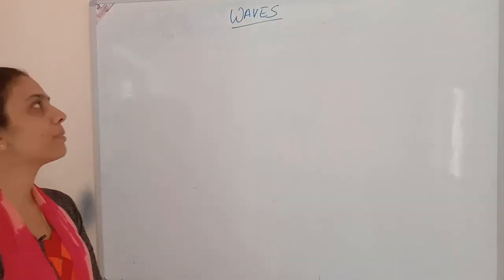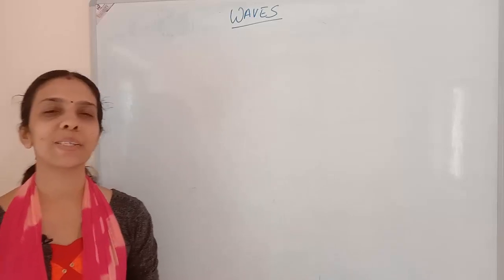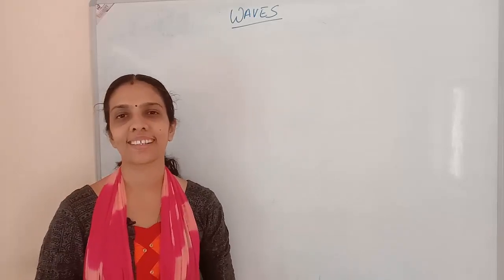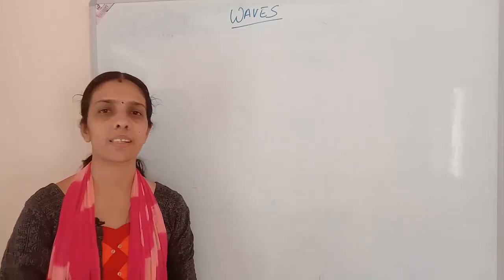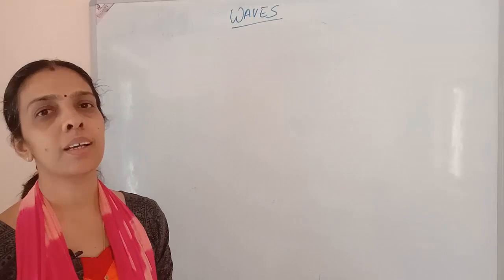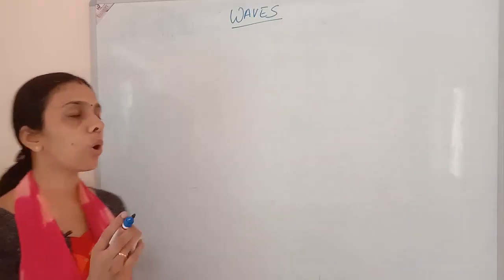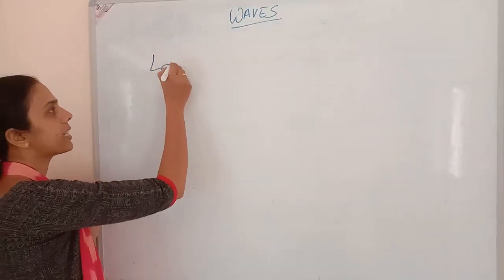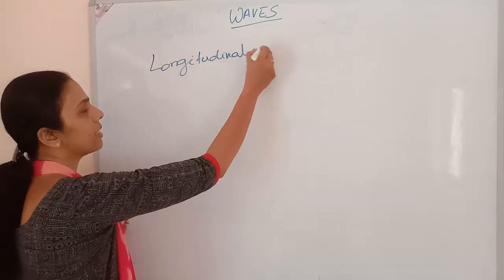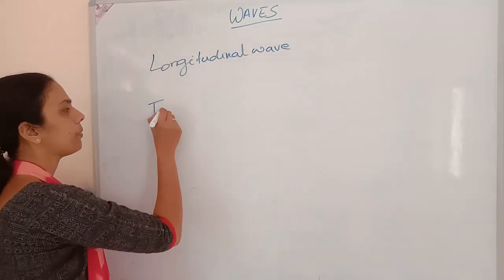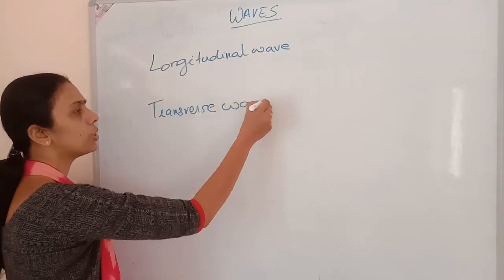In today's topic, we are going to discuss waves. This is for class 11 students. Here in this chapter, we are studying first about the mechanical waves. There are mainly two types of mechanical waves. They are longitudinal waves and transverse waves. So what are these longitudinal waves?